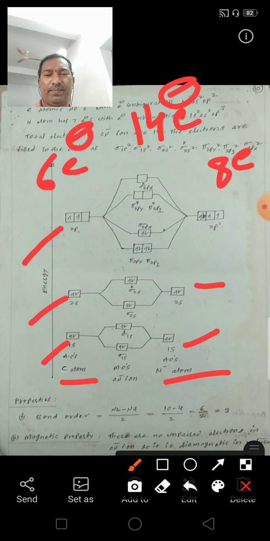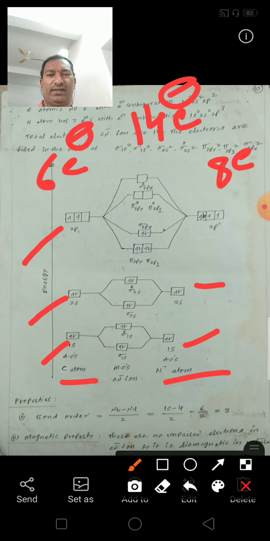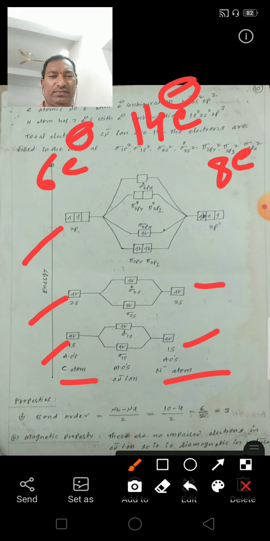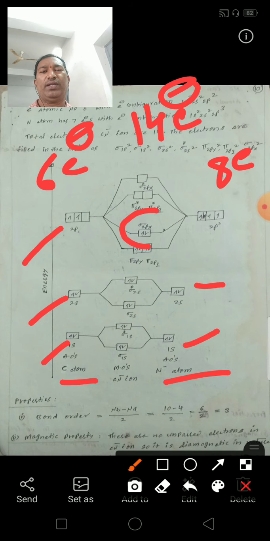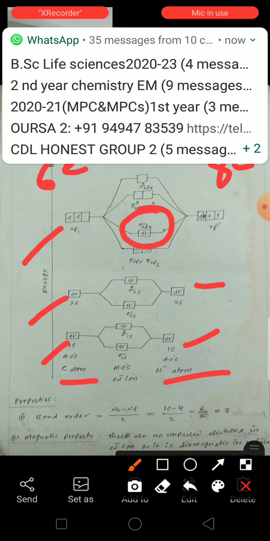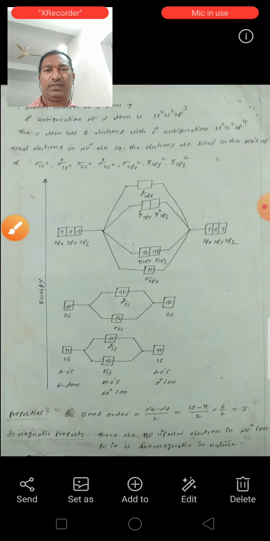So now the magnetic property. There is no unpaired electron in the CN minus ion. So it is diamagnetic in nature. The highest molecular orbital contains paired electrons. So it is diamagnetic in nature. Okay, next.